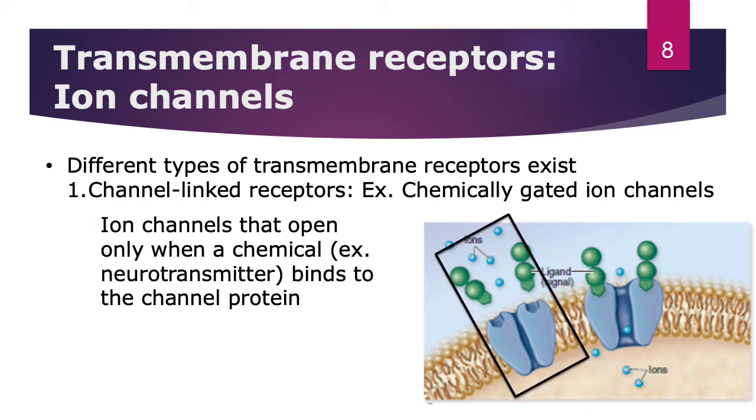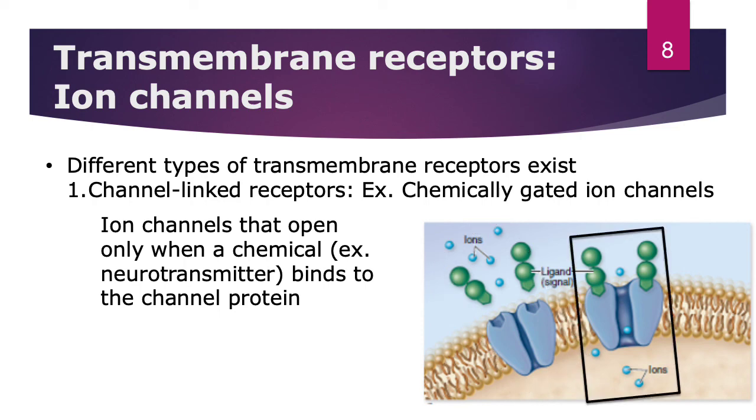So in the figure, we are able to see a channel protein that is closed, and hence ions are not able to pass through this ion channel. However, when a ligand binds to the ion channel, for example, a neurotransmitter, there is a conformational change in the ion channel that allows it to open up, and ions can then flow through it.